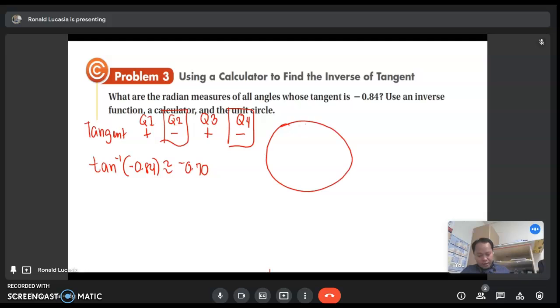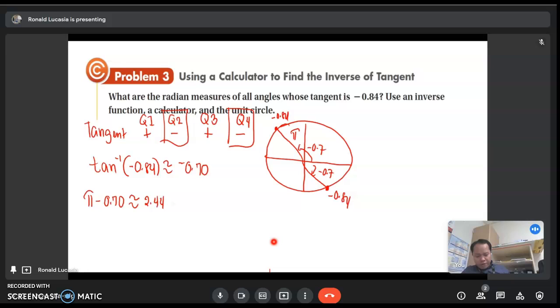So in a unit circle, quadrant 2 and quadrant 4, this is going to be negative 0.70. This is negative 0.70. This is negative 0.84. And this one, this is pi. Okay. So since tangent is also negative in quarter 2, another solution will be pi minus 0.70 or approximately 2.44.